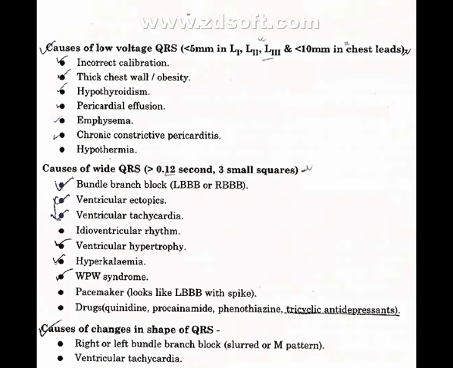Now causes of wide QRS complex, that is more than 0.12 second or more than 3 small squares. The causes are bundle branch block, that is LBBB or RBBB, ventricular ectopics, ventricular tachycardia, idioventricular rhythm, ventricular hypertrophy, hyperkalemia, WPW syndrome, pacemakers, looks like bundle branch block with spike. Drugs: quinidine, procainamide, phenothiazines, tricyclic antidepressants.